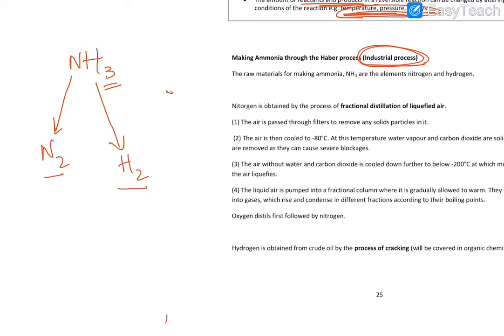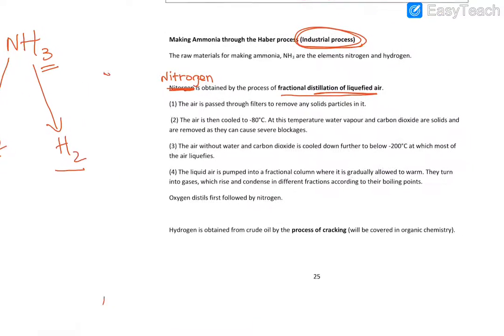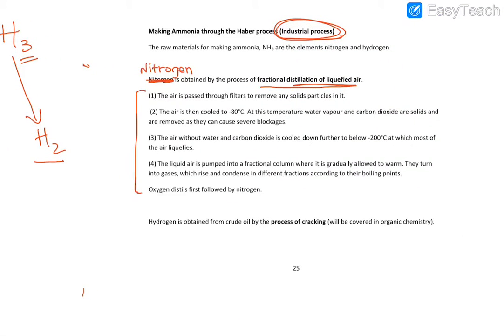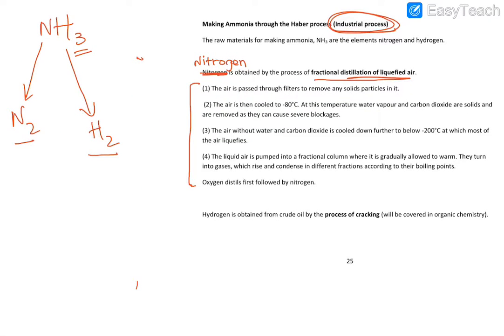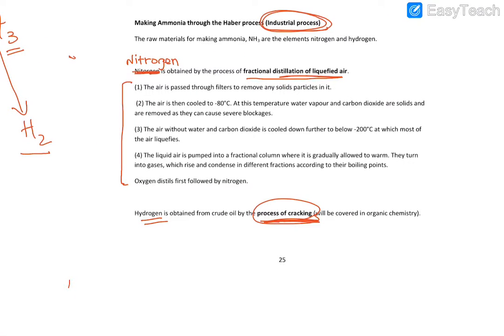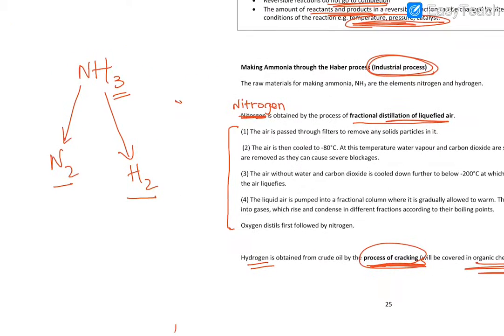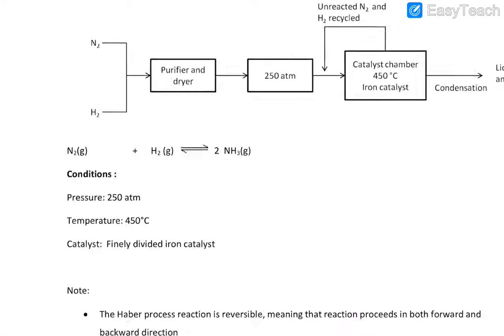We get nitrogen from the fractional distillation of liquid air. We've gone through this before. We're going to cool the air and then do fractional distillation of the liquefied air until we get nitrogen that distills off. And we get hydrogen from the process of cracking. We're going to see this process in more detail when we cover organic chemistry. So nitrogen and hydrogen are going to be used to make ammonia.